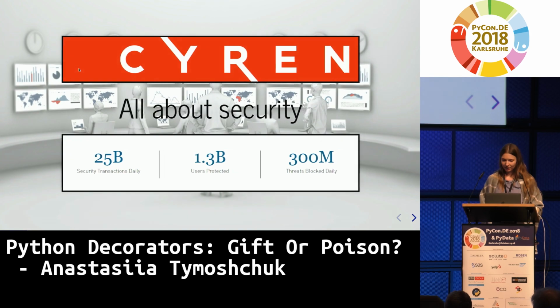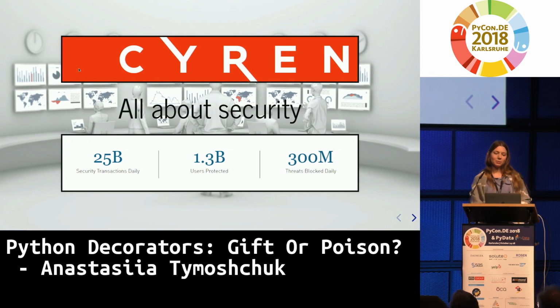Okay. So, my name is Anastasiia. I'm working for Siren, the Berlin-based office, basically, and I'm doing backend there and also full stack, so basically everything. And we have 25 billion transactions per day and 1.3 billion users. That means that if you are really using decorators in your code, you have to be sure that it works as expected.